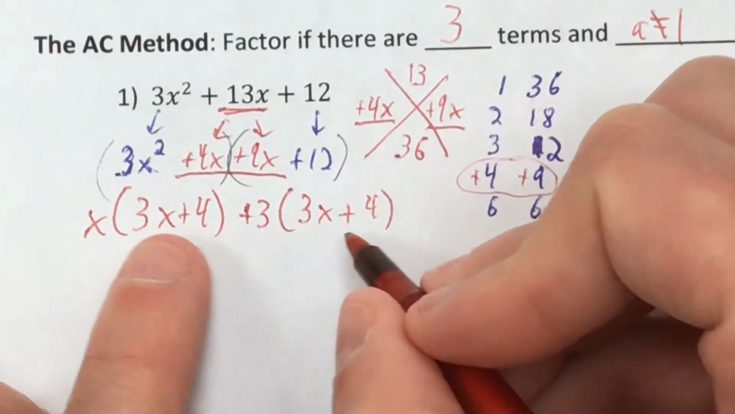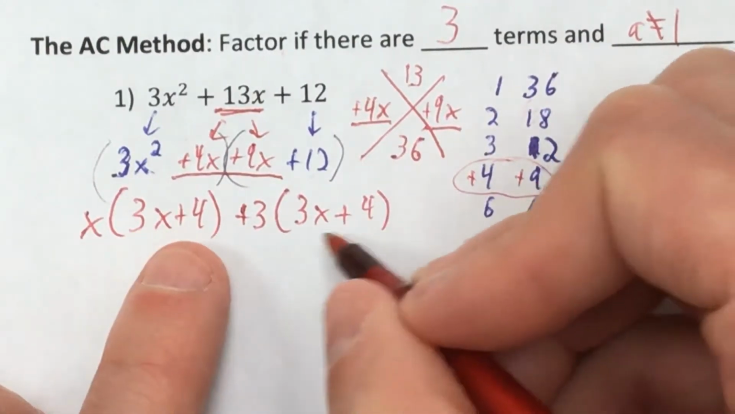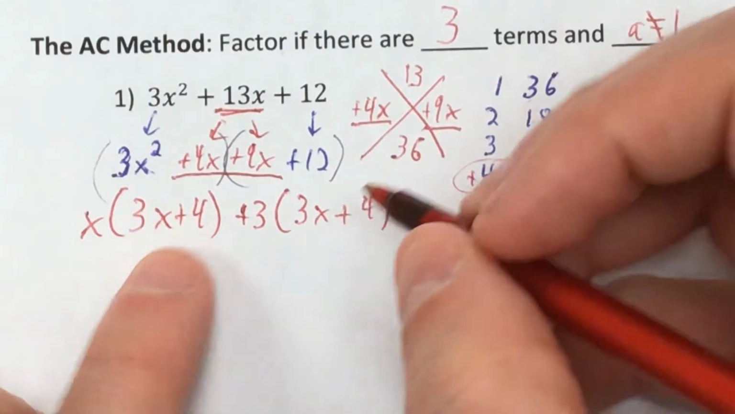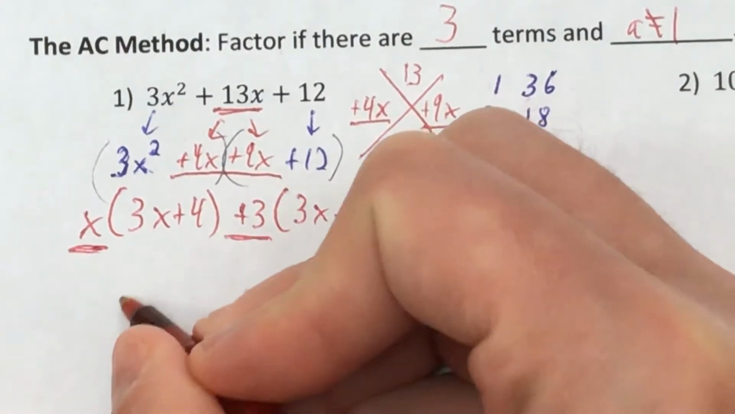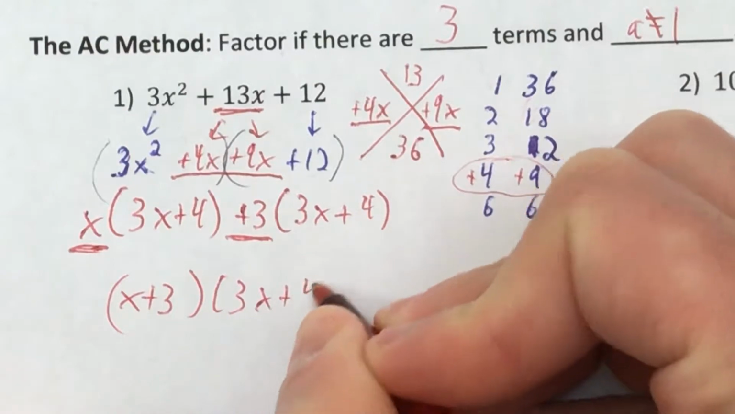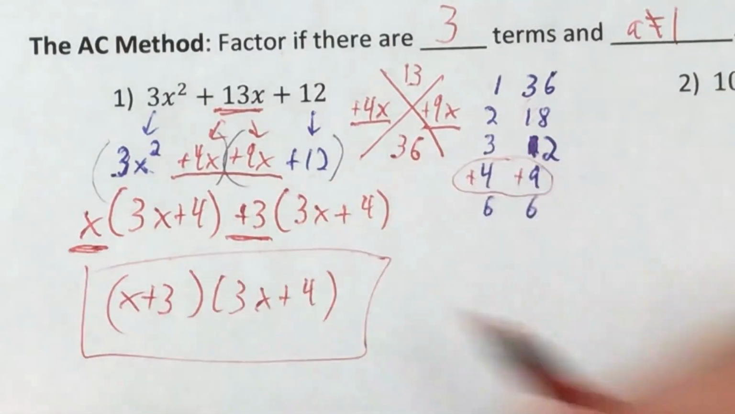And hey, look, not so coincidentally, same parenthesis. As I said, as long as you are choosing the right number, they will always work out to be the same. So you have an x plus 3 and 3x plus 4. And that is factored. Done.